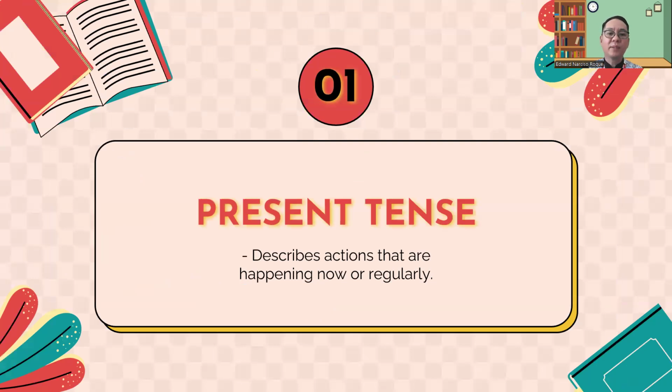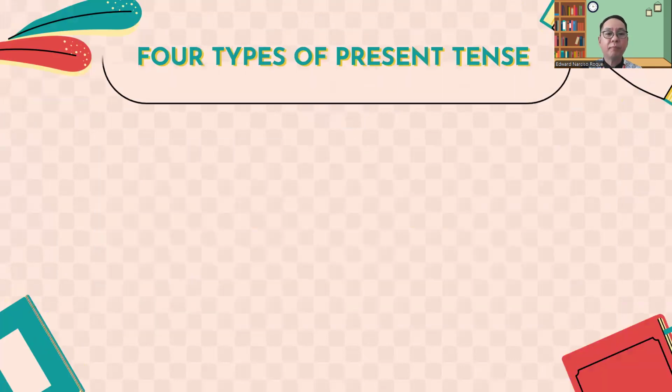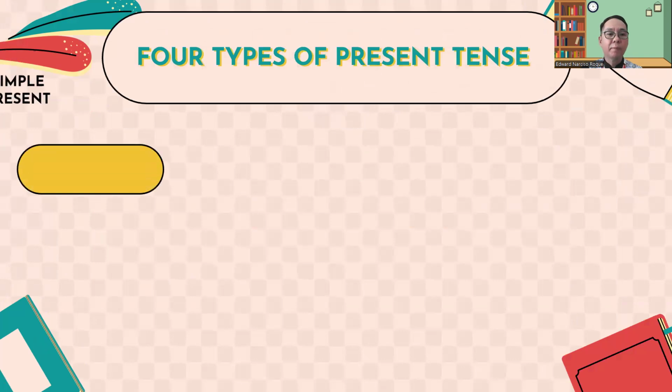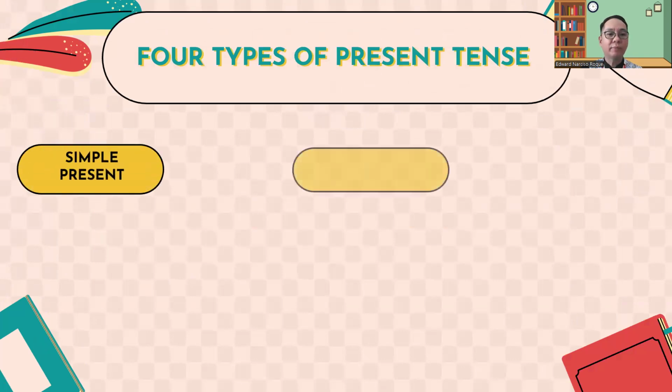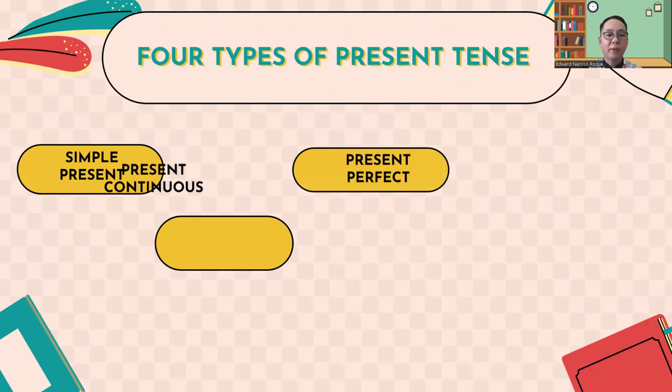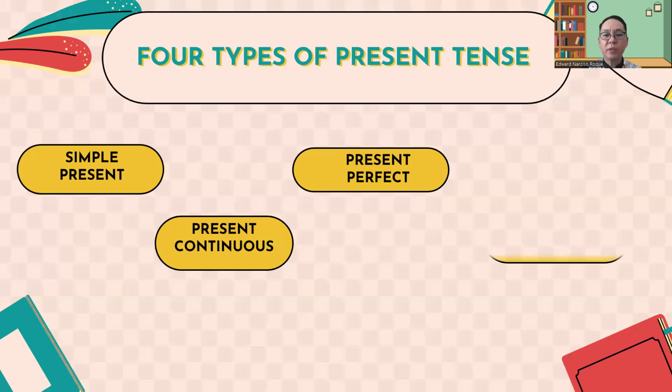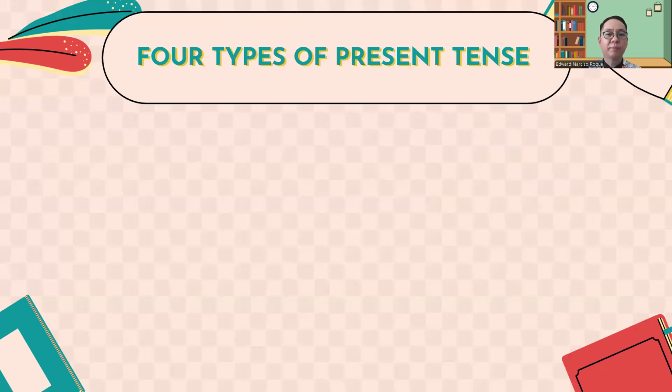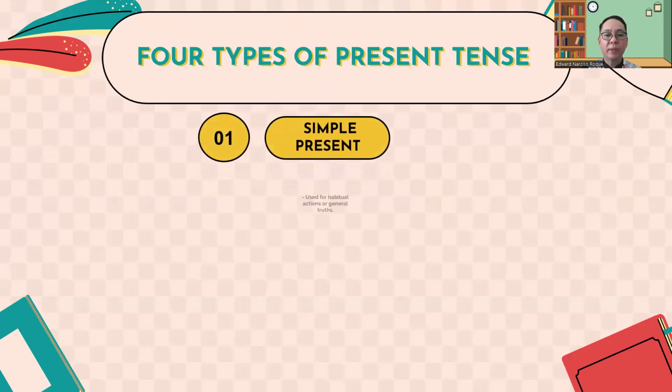The present tense. The present tense describes actions that are happening now or regularly. The simple present, the present perfect, the present continuous, and the present perfect continuous. The first one is the simple present. The simple present is used for habitual actions or general truth.